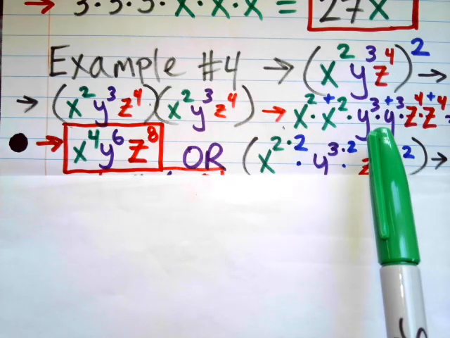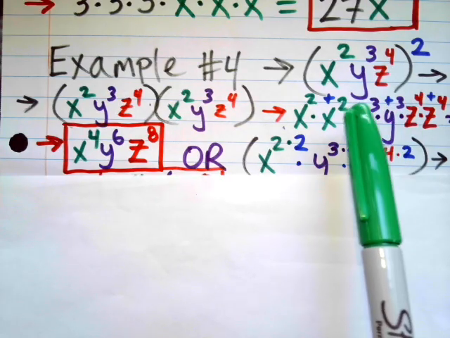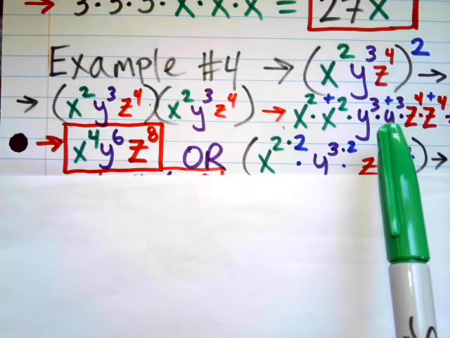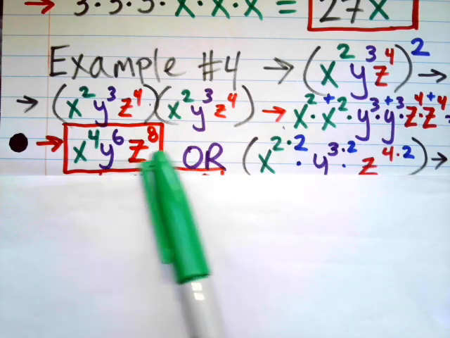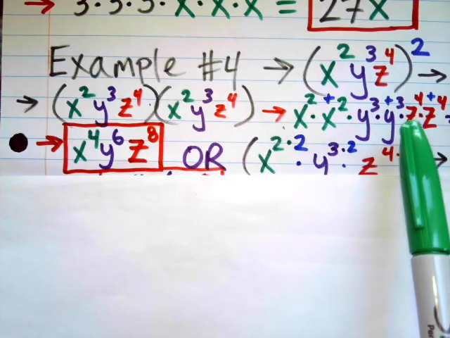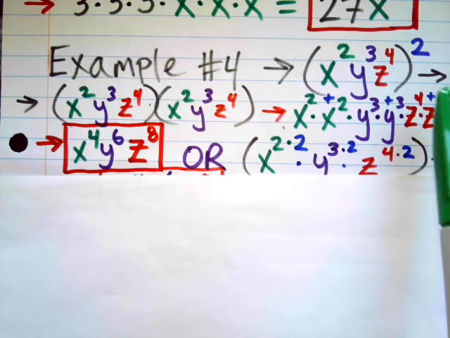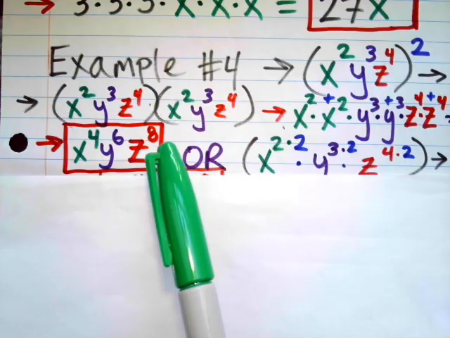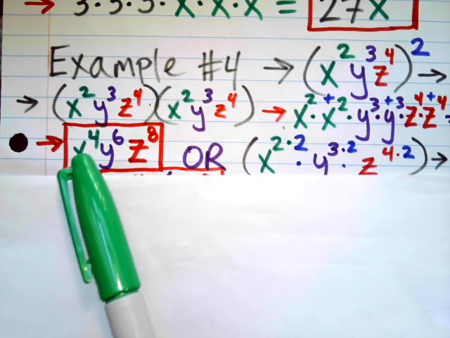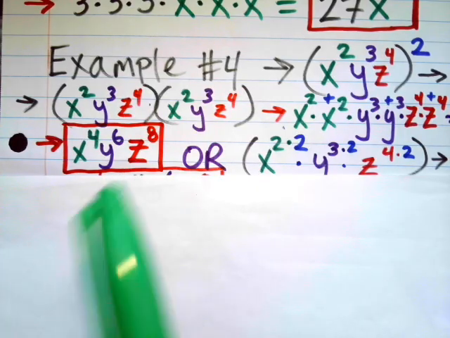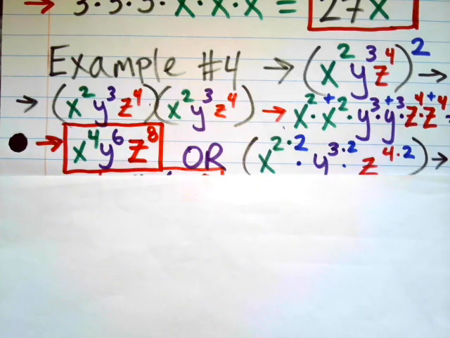Times y to the cube times y to the cubed. Add those exponents. 1y times 1y is y to the 6th power there. Adding those exponents. 1z times 1z is 1z. Adding those exponents is to the 8th power. So simplified, this is x to the 4th, y to the 6th, z to the 8th power.